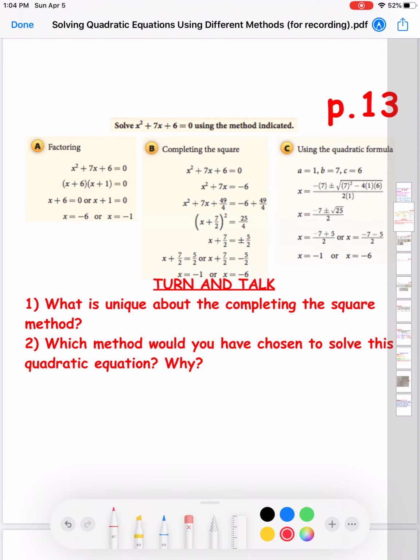This example here is asking you to solve this equation right here, and notice that they solved it using three different methods. You could not solve this one using inverse operations and square roots because we had two different x's in our equation. We had an x squared and a regular x. So instead we could either factor, complete the square, or use the quadratic formula. So right now I'd like you to pause this video and think about these two turn and talk questions as you read through the work.